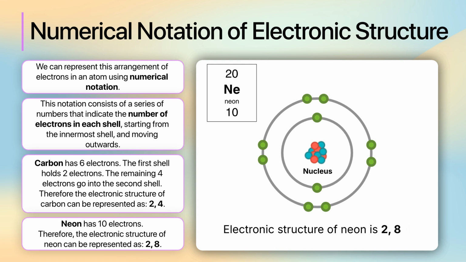By understanding the concept of energy levels and the rules for their electron capacity, we can determine the electronic structure of any element. This not only helps in visualizing the arrangement of electrons, but also in predicting an element's chemical properties and reactivity.